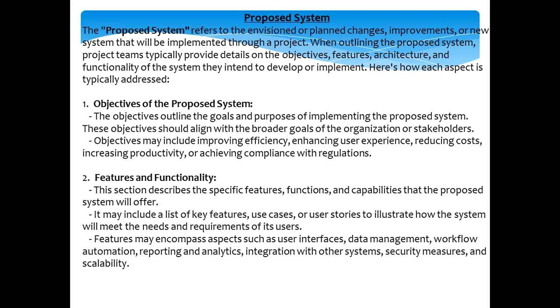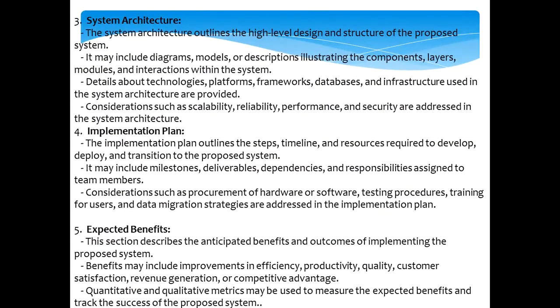This section describes the specific features, functions, and capabilities that the proposed system will offer. It may include a list of key features, use cases or use stories to illustrate how the system will meet the needs. So later on, we shall look at an example.